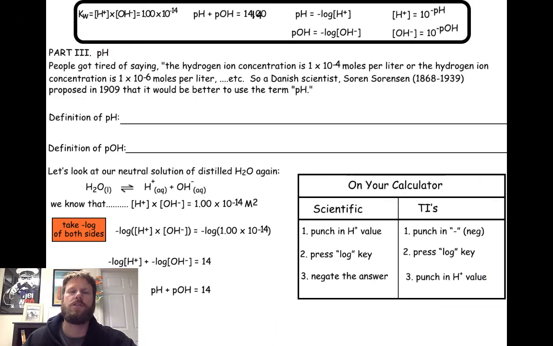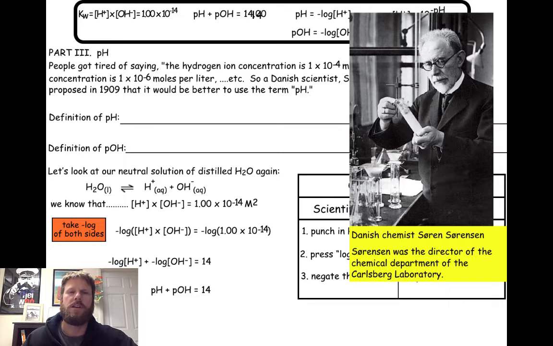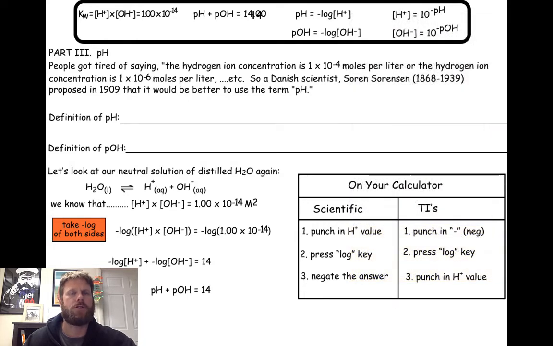So when dealing with hydrogen ion concentrations and hydroxide ion concentrations, we are often dealing with numbers that are hard to comprehend and sometimes even harder to say. So a Danish scientist named Soren Sorensen developed a more convenient way of expressing hydrogen ion and hydroxide ion concentrations in acidic and basic solutions.